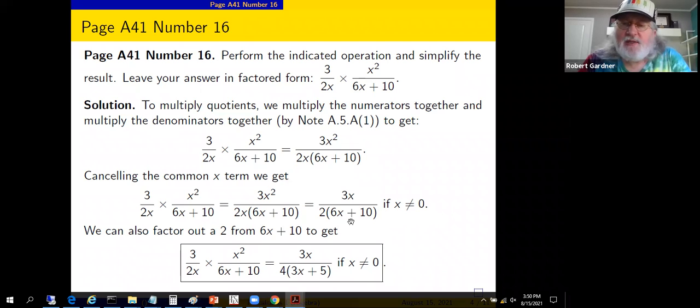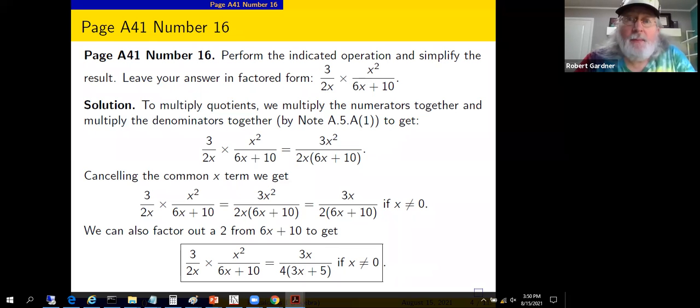Okay, anything else we can simplify here? We could factor a 2 out of this. There's a 2 common to 6x plus 10. Factor that 2 out, that would produce a 4 here, and you'd be left with 3x plus 5. Factoring 2 out, yeah, that's right. So the original expression simplifies down to this, with part of the answer being x not equal to 0. We get this expression, provided x is not equal to 0.